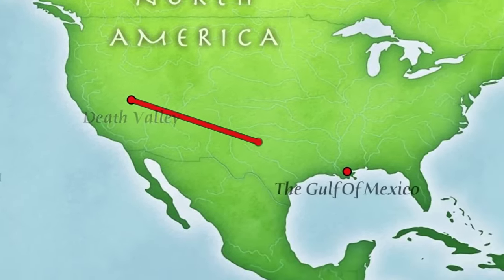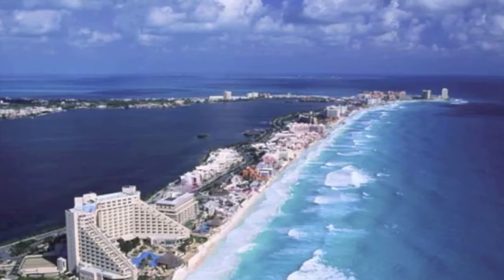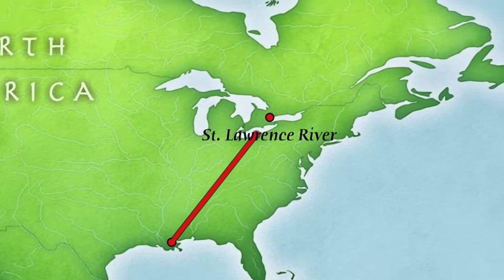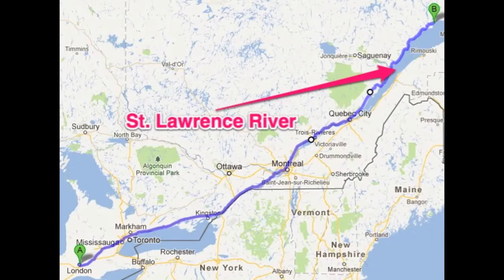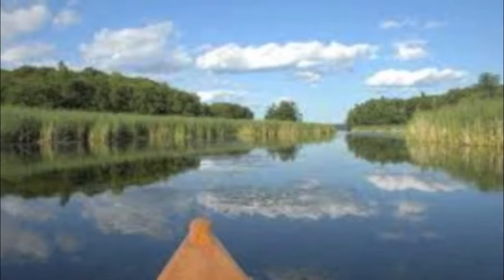The Gulf of Mexico is a body of water that is located between the eastern coast of Mexico and the western coast of Florida. It has warmer water than the Atlantic Ocean. The St. Lawrence River has very important rivers that flow through northeastern Canada. It is a major transportation area for ships bringing goods into Canada and the United States.